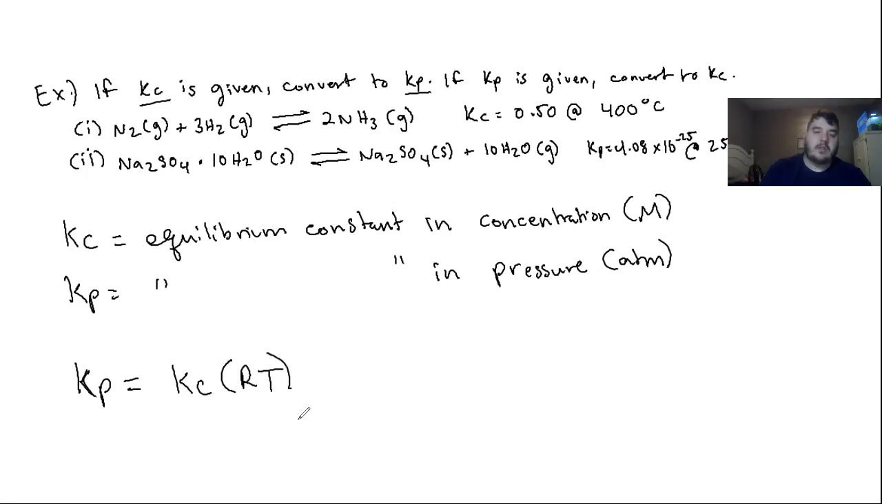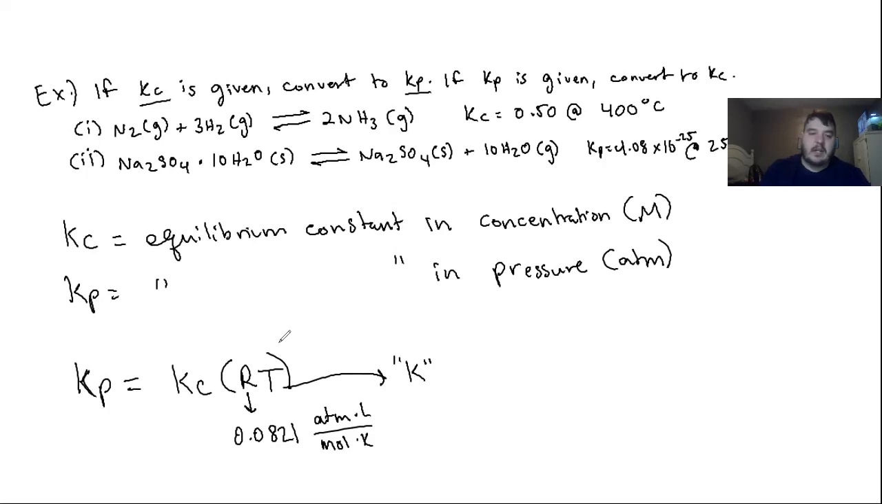Now remember, RT was also used in our ideal gas laws, where R is our universal gas constant, and that's 0.0821. That's going to be atmospheres times liters divided by moles times Kelvin. And then we have our temperature here, which is measured in Kelvin. So we have to make sure that if we're given something in terms of Celsius or Fahrenheit, we convert it to Kelvin before we can use this equation. So this is basically the conversion.